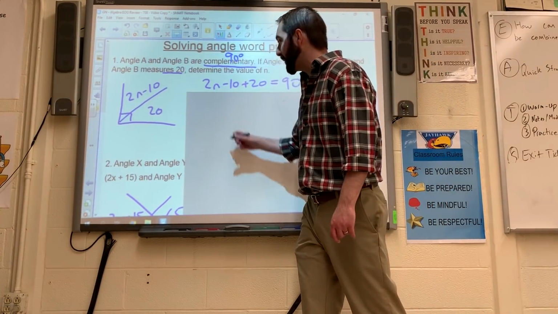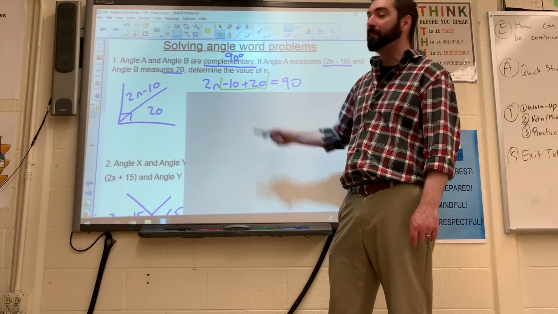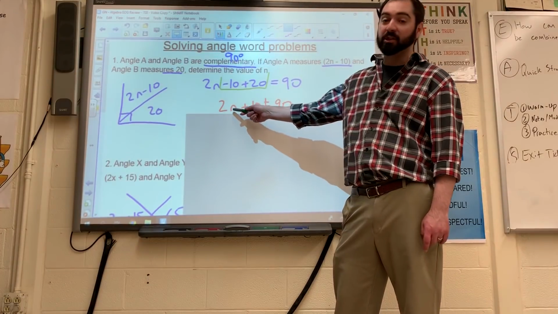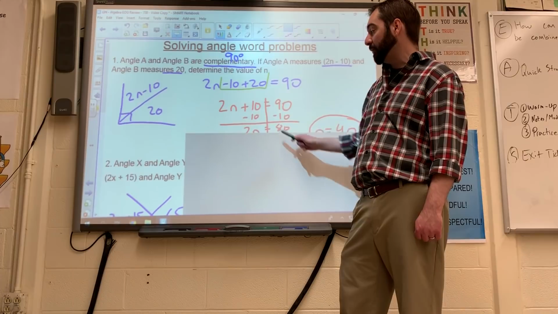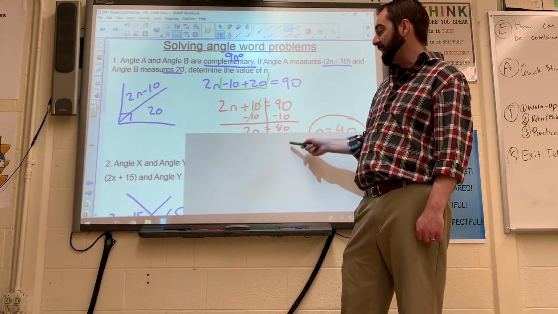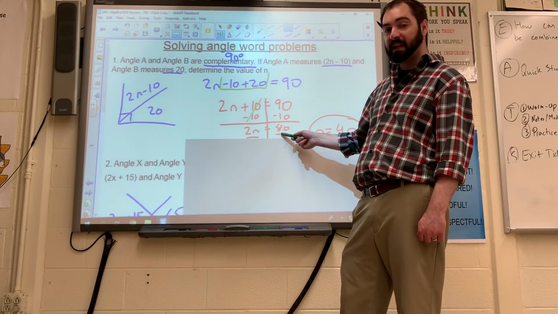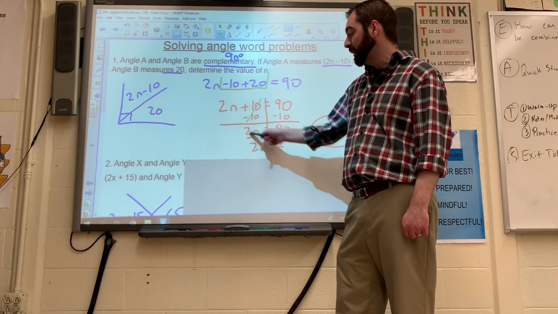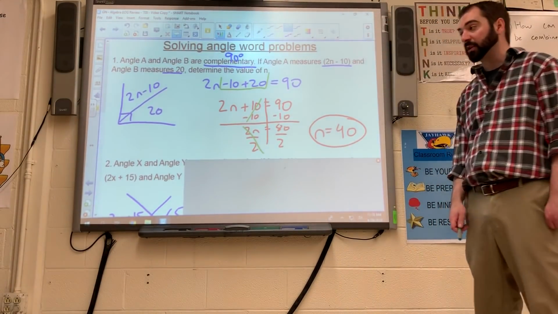The only tricky part in this problem is make sure you are combining like terms correctly. You have a negative 10 and a positive 20. That makes positive 10. So the real equation, 2 times n plus 10 equals 90. First thing, we'll take away the 10. 90 minus 10 is 80, so I could say that 2 times n is the same as 80. I said times 2, so last step would be divide by 2. 2 divided by 2 is 1n. 80 divided by 2 gives me a solution of 40.